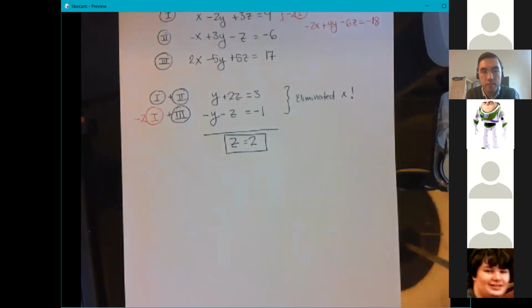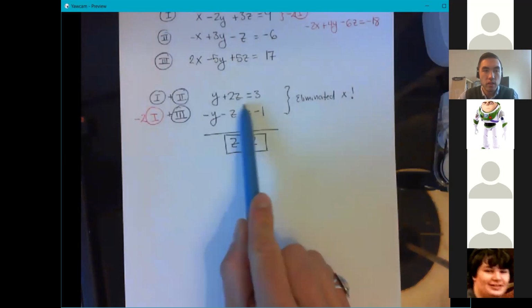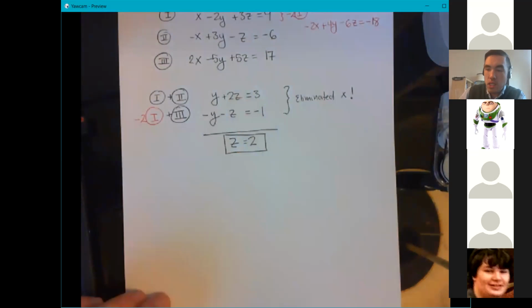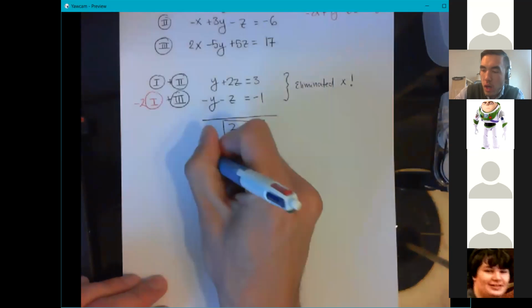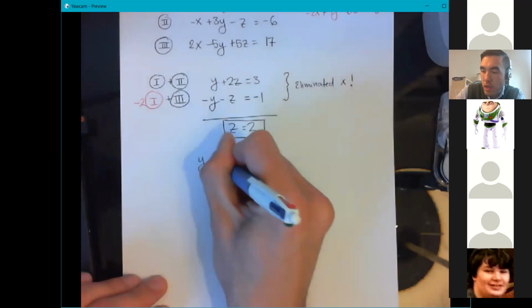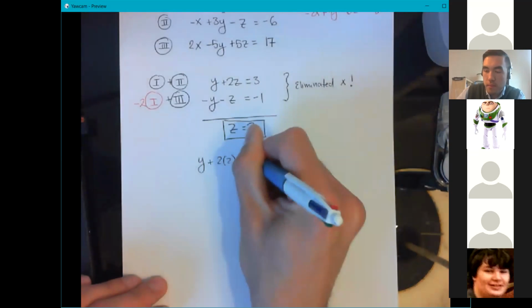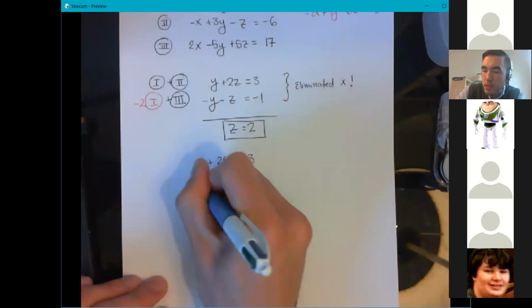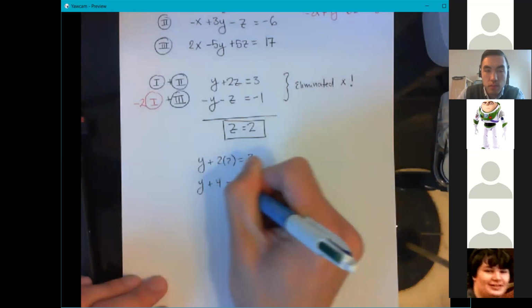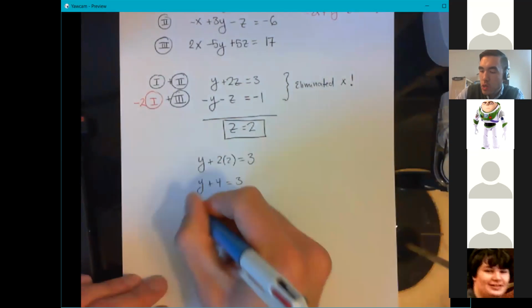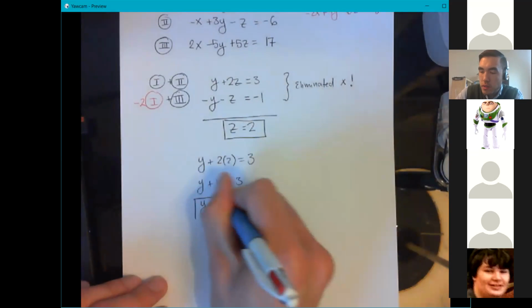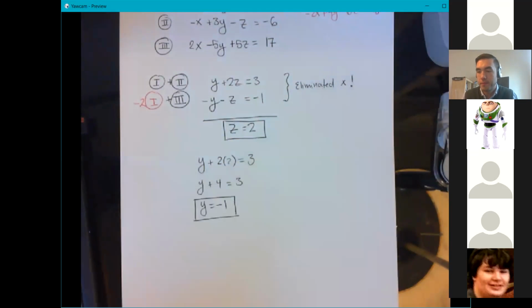Okay. Now I can get y by taking this and plugging it into literally any of the equations here, assuming that I've made no mistakes so far. I'm just going to plug it into this equation because y is already isolated. So if I take z is equal to 2 and pop it in there, I get y plus 2 times 2 is equal to 3. And so y plus 4 is equal to 3. I'm going to subtract 4 from both sides. Y is equal to negative 1. And there's the second element in my set.